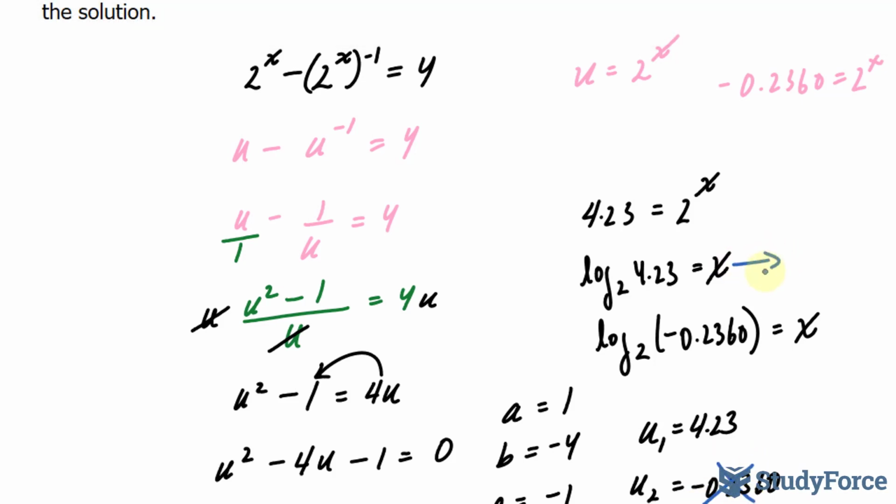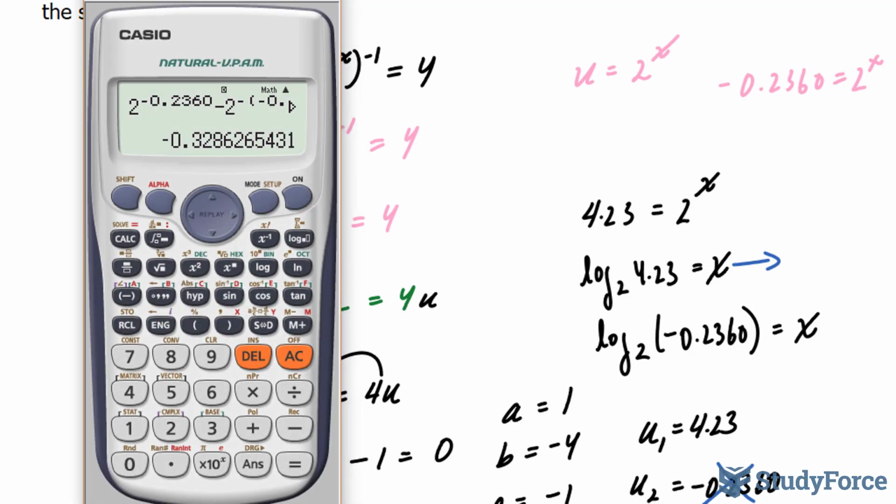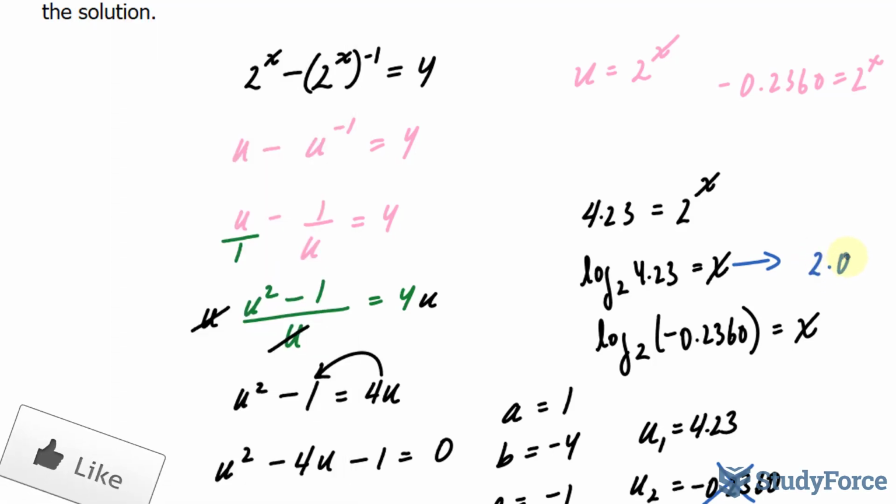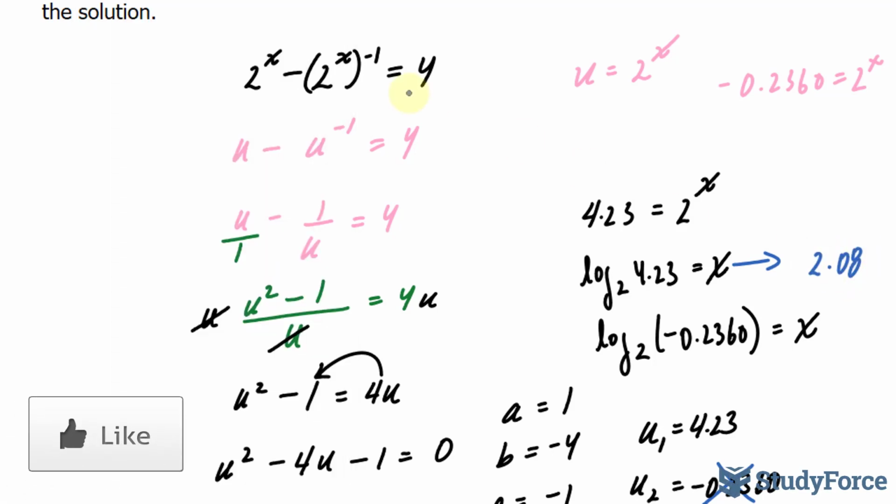Let's find out what x is. Using our calculator, we can type in log of base 2, 4.23, that gives us 2.08. Let's substitute this value back into our original equation to see if it's close to 4. Remember, we did round this number, so there's always the possibility that it could be a little less than 4.